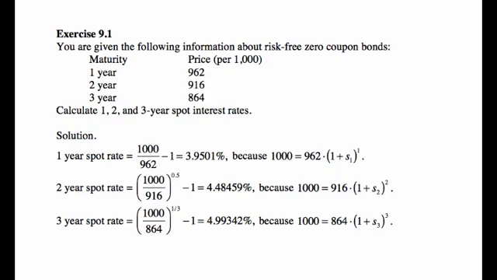Based on this, the first statement basically tells us that 1,000 is equal to 962 times (1 + S1) to the power 1. And of course that tells us that the 1-year spot rate is the solution of this, which is 1,000 over 962 minus 1. It comes out to be about 3.9501%.